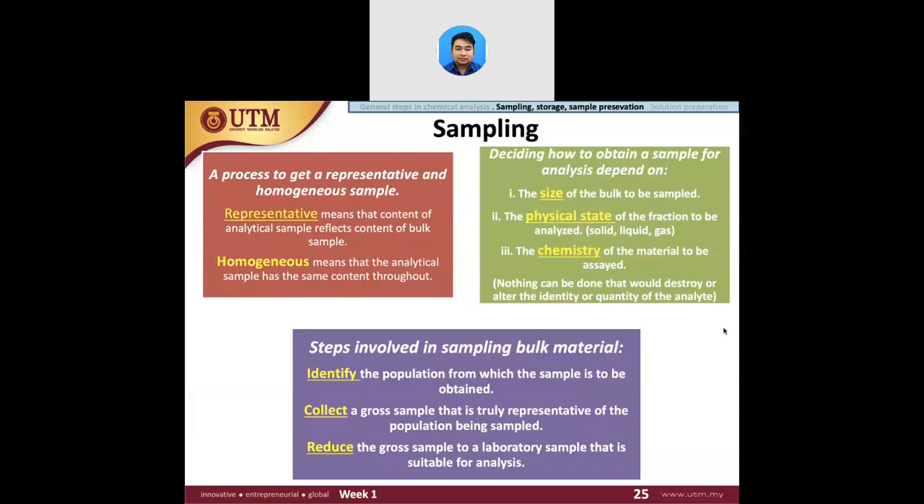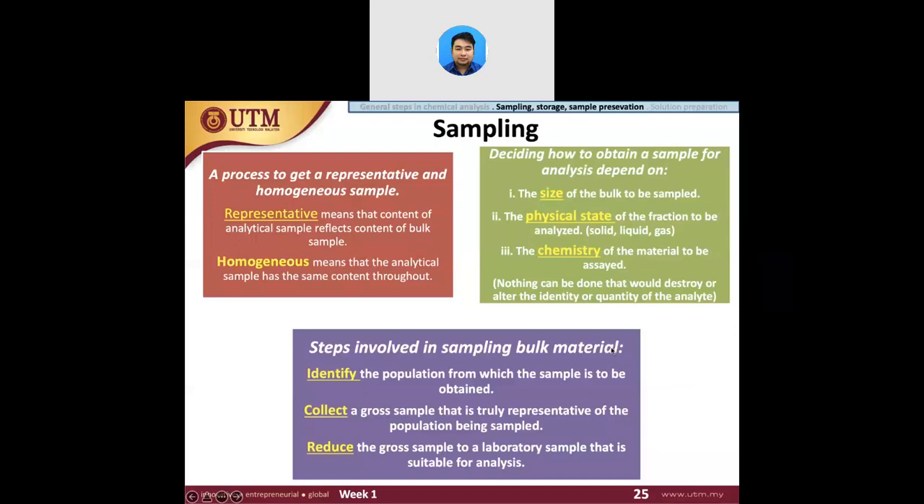So previously you have looked into the general steps in chemical analysis, the quantitative, qualitative, okay? How are you going to find the methods? What are the differences between standard methods, journal methods? Okay, so all of that is very important for you to be able to justify your chosen methods and chosen instruments. Okay, so sampling, senang cerita sampling ni macam mana awak nak ambil sampel tu.